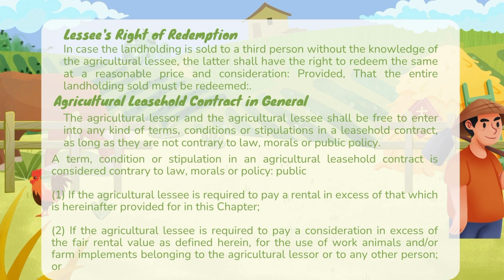So, the agricultural leasehold contract, both lessor and lessee, ay pwedeng magkasundo sa terms ng kontrata basta hindi ito labag sa batas o public policy. Bawal yung mga kondisyon na sobrang taas ng renta o nagpapahirap sa magsasaka, tulad ng sapilitang pag-upa ng gamit mula sa lessor or paggawa ng walang bayad.